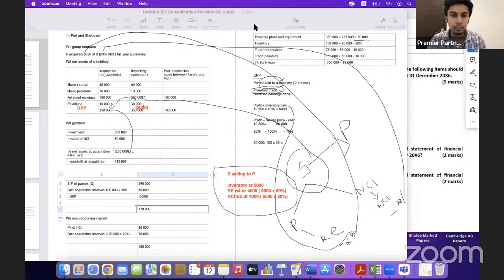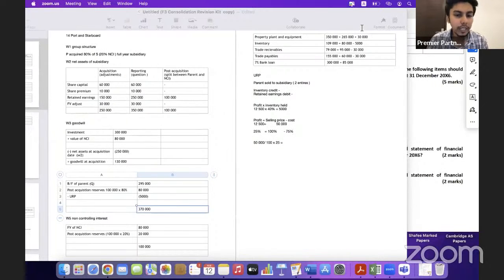Okay, and one more thing, guys, over here in your exam, if the NCI value is not given, you can use this equation. Now, guys, in my paper, the NCI value was given, like this 80,000. If the NCI value is not given, you can use this method. Go like this, right?